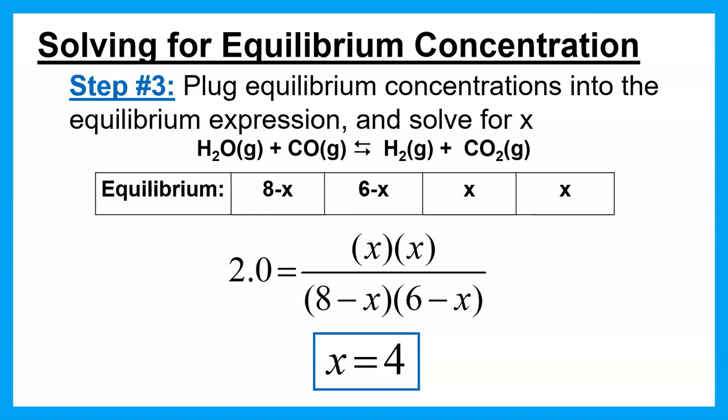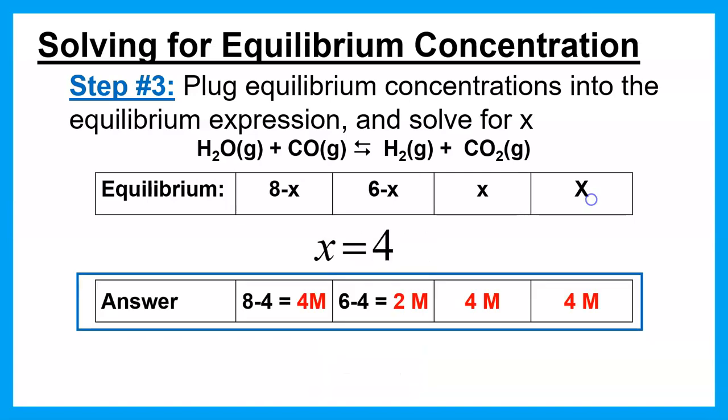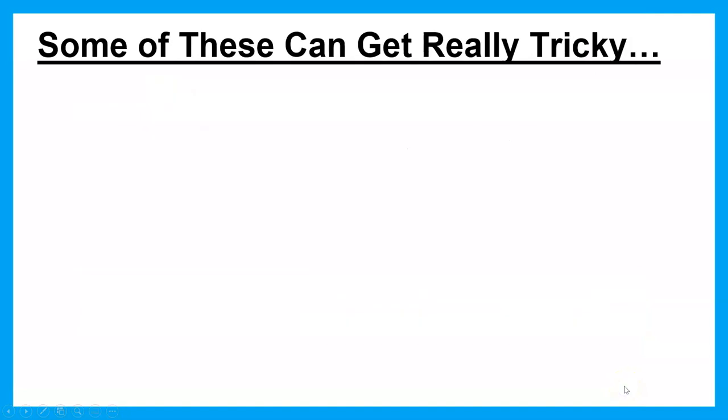The answer here is not 4. That's the value of x, but that's not the equilibrium concentrations for each of those substances. What you have to do is plug x into your equilibrium row. 8 minus 4 gives you your ending concentration. 6 minus 4 gives you your ending concentration. x and x is just 4 and 4. So these can get tricky.